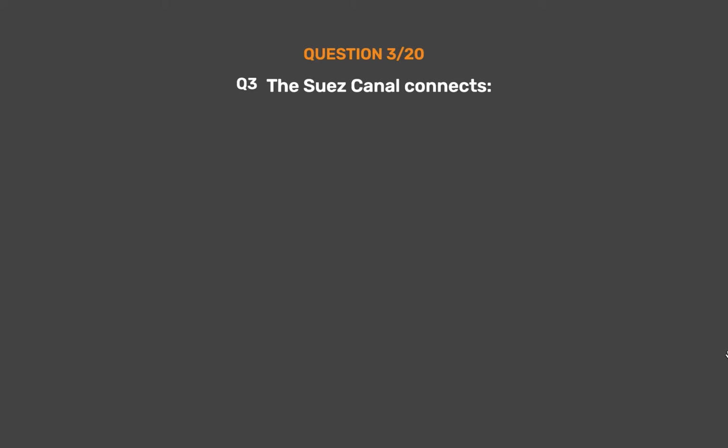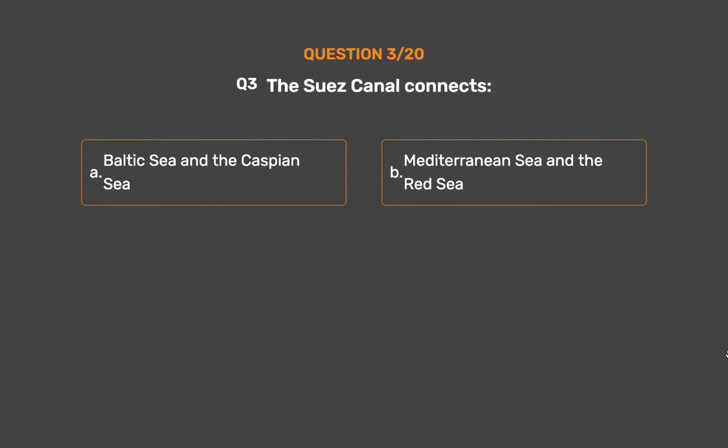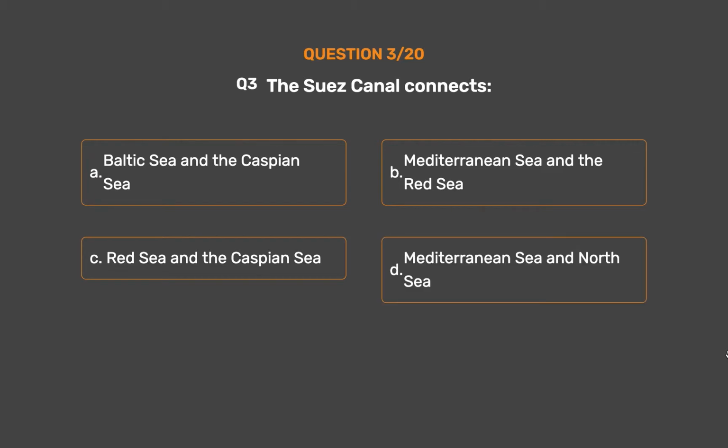Question number 3. The Suez Canal connects Option A. Baltic Sea and the Caspian Sea. Option B. Mediterranean Sea and the Red Sea. Option C. Red Sea and the Caspian Sea. Option D. Mediterranean Sea and North Sea.